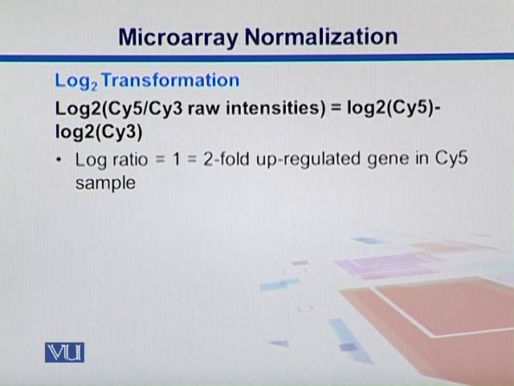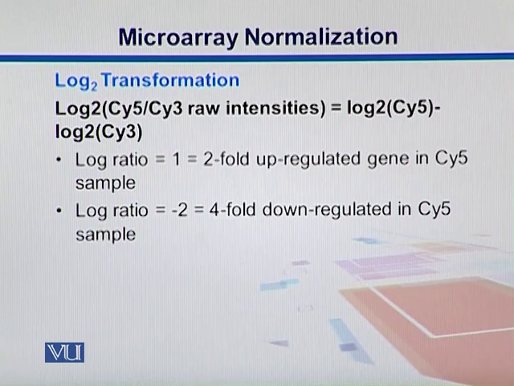So a log ratio of 1 is, in that case, 2 raised to power 1. The answer is 2 raised to power 1. It means the top part of this equation, the numerator CY5, is twofold higher than CY3. A log ratio of -2 means 1 by 2 raised to power -2.